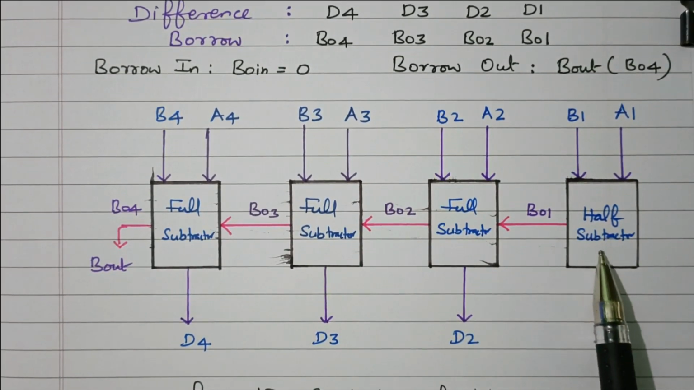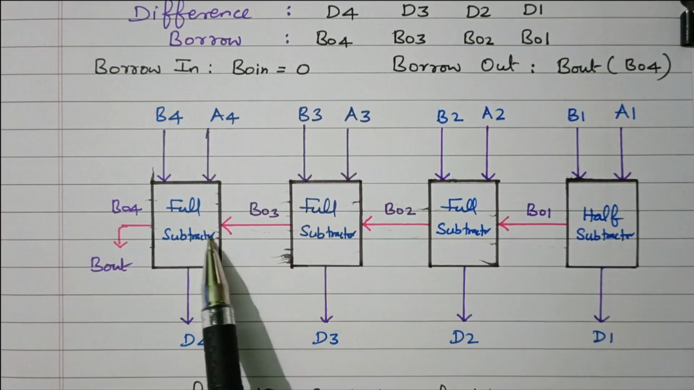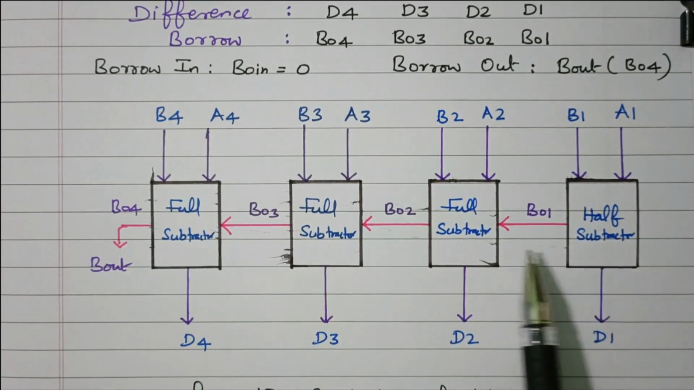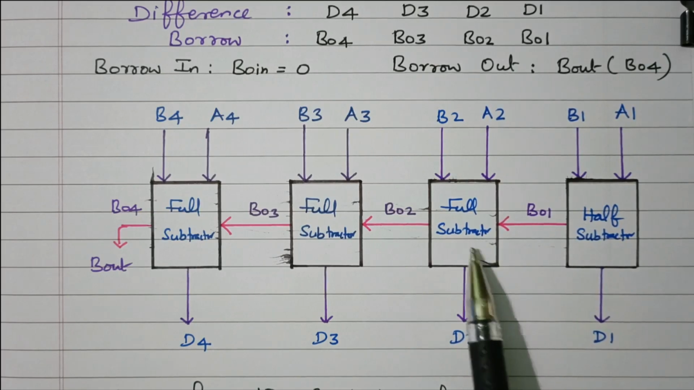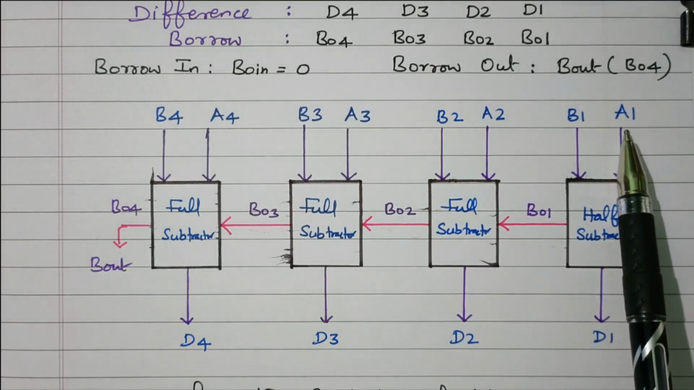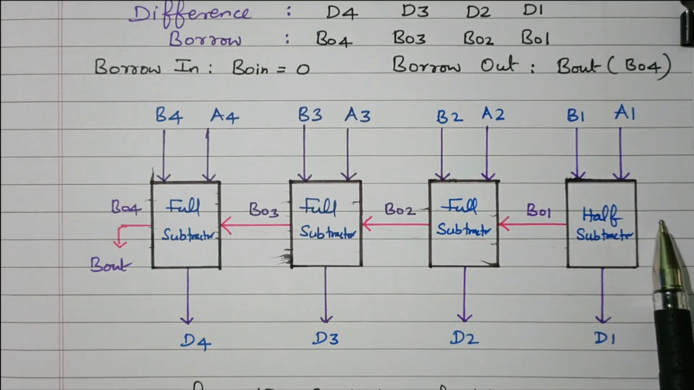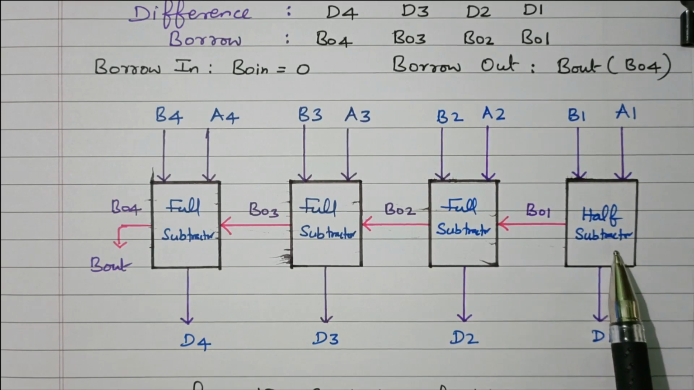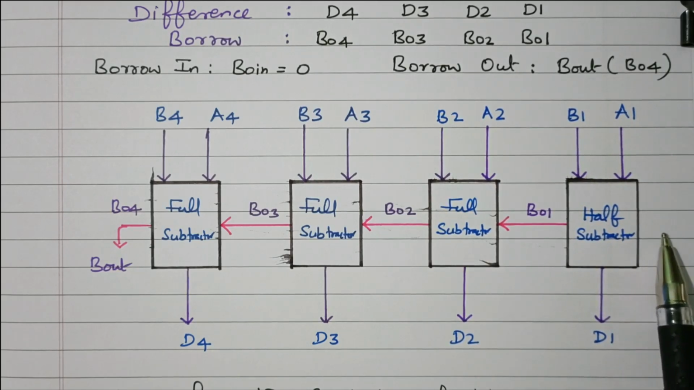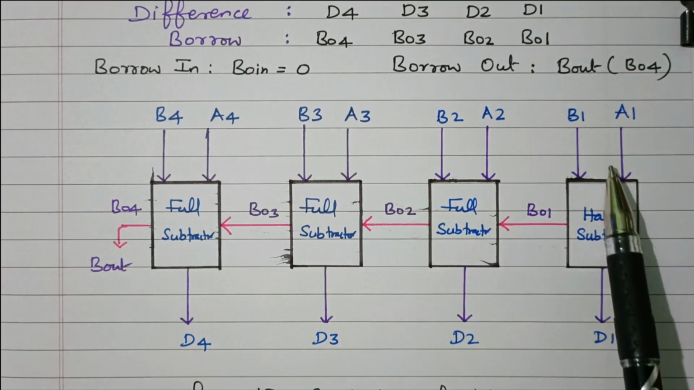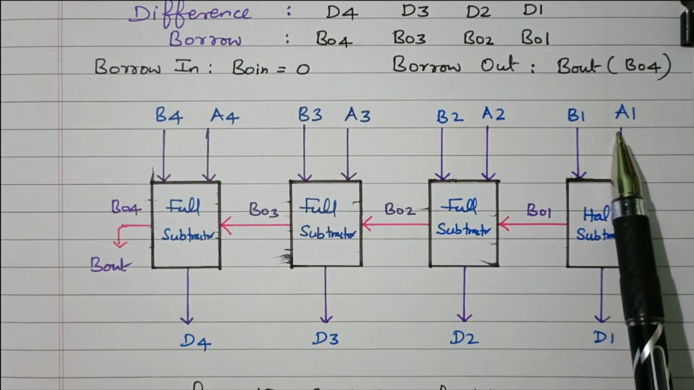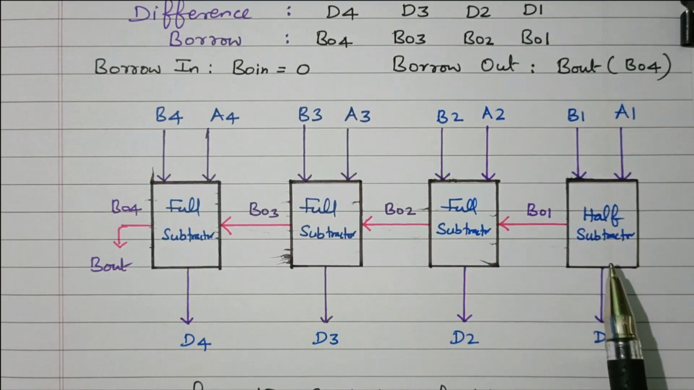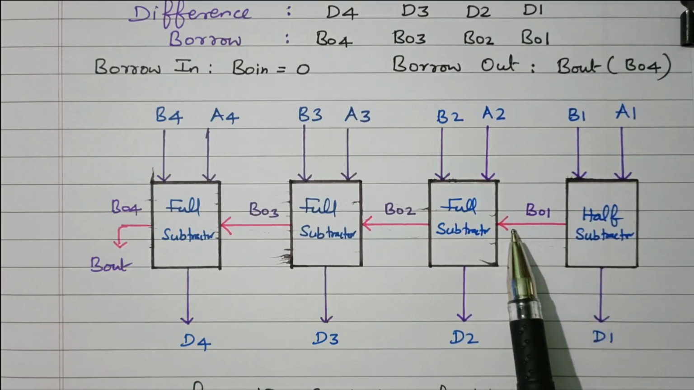Here we are using 1 half subtractor and 3 full subtractors. We know that a half subtractor will subtract 2 digits, and a full subtractor means 3 digits. For the first digit we have only A1 and B1, and the borrow we are making as 0, so half subtractor is enough. So for the first stage, subtracting the first digit of both the numbers, we are using a half subtractor. Thereby the borrow is generated here.